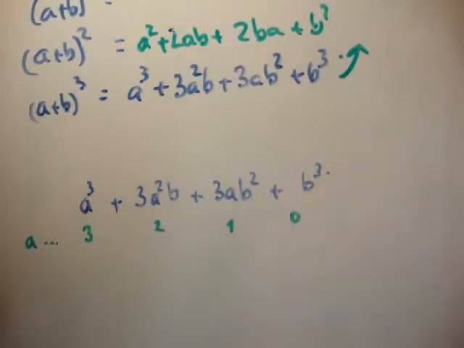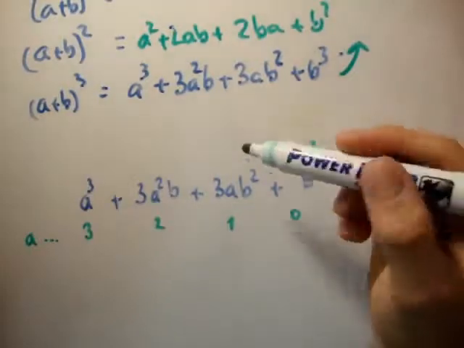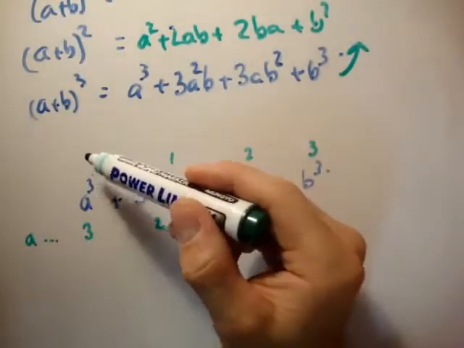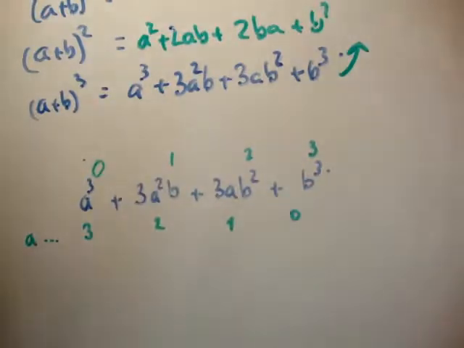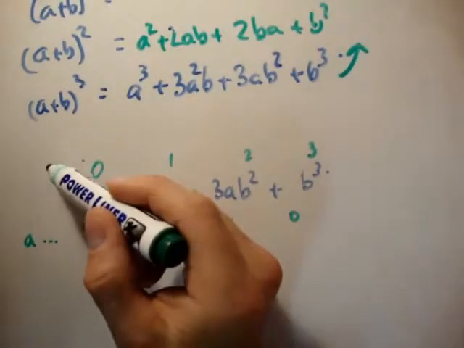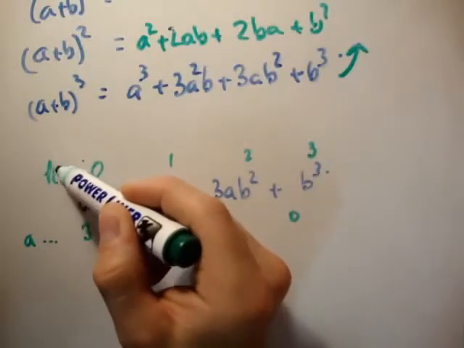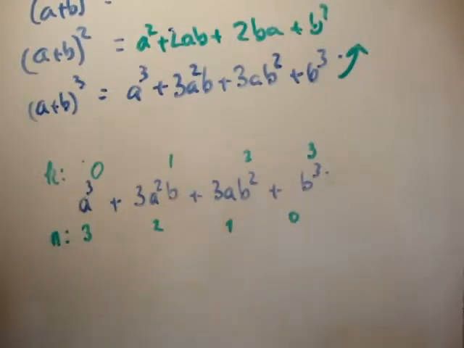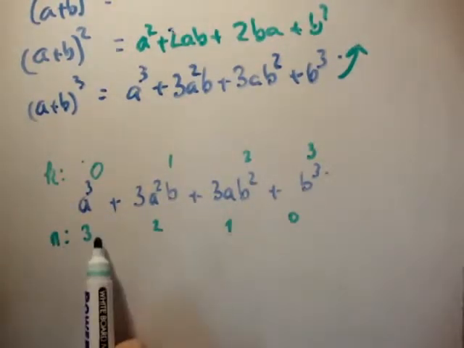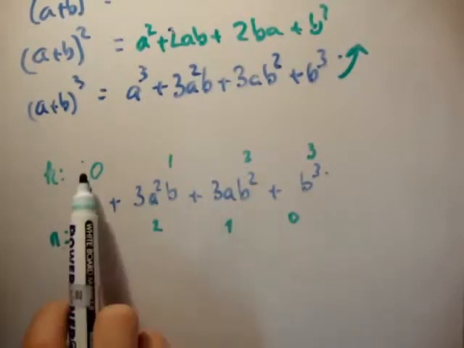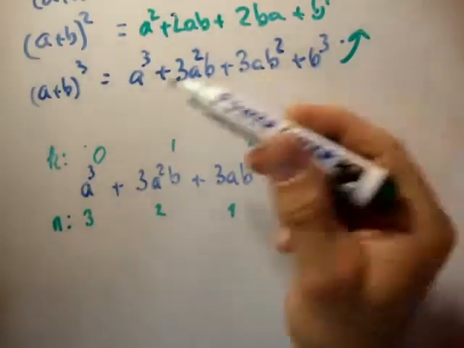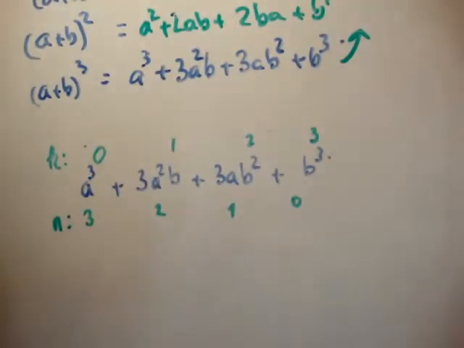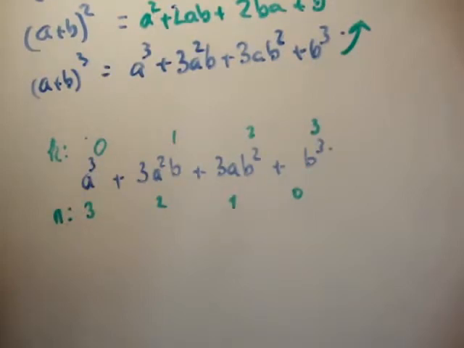Now what about b? Let's write b on top. We have b to the 3rd power, the 2nd power, the 1st power, and then of course the 0th power. Let's call all the indices for b k, and all the indices for a n. So if n goes from 3 to 0, k goes from 0 to 3. Or, if k goes from 3 to 0, n goes from 0 to 3. So we can see there's definitely some sort of relationship between n and k. They seem to be swapping in value.